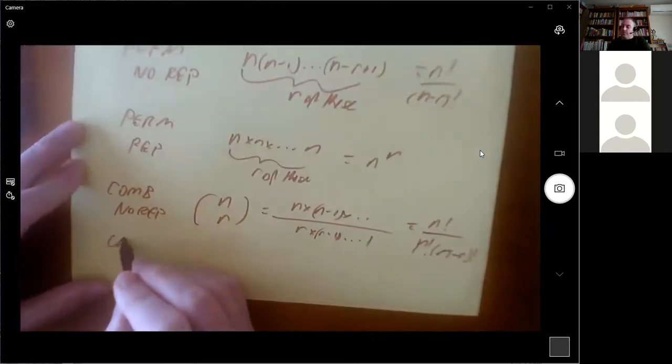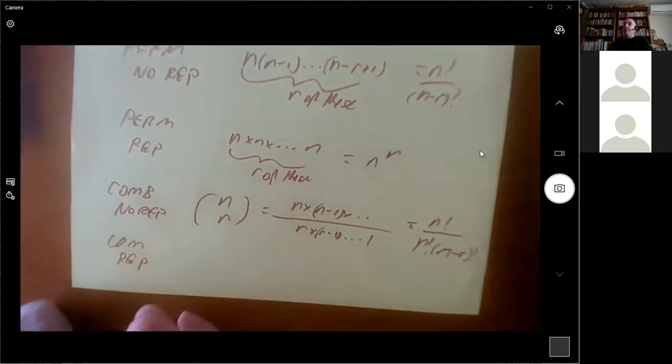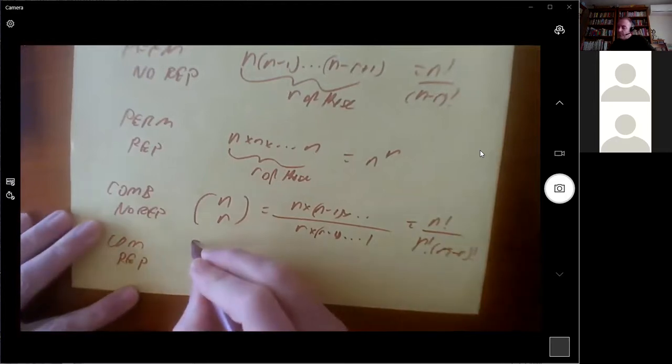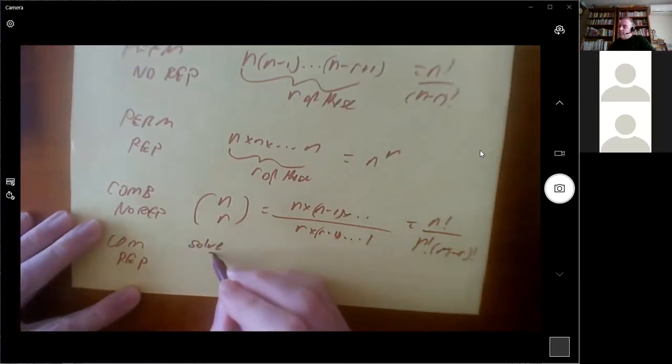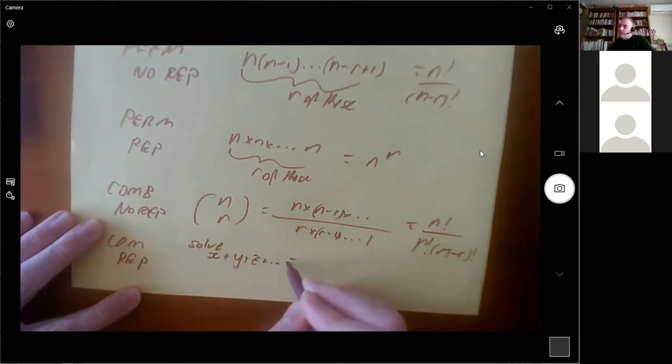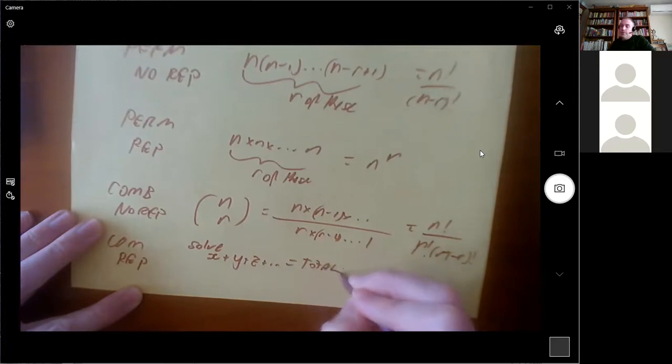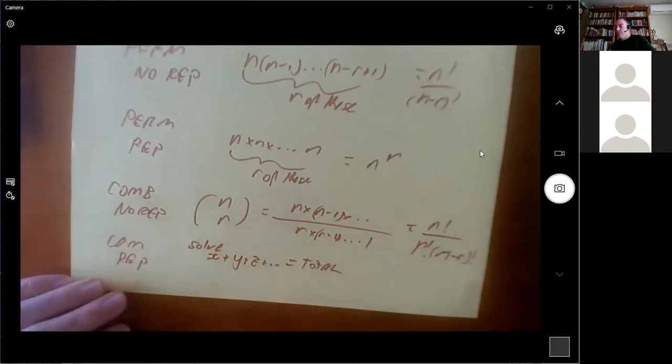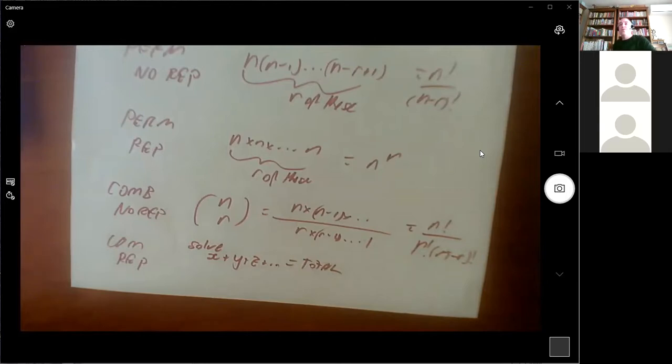And then there's combinations with repetition, which is one of the ones that most people just have to remember a formula for. But if you can pitch it right, it also solves the problem of x plus y plus z plus however many equals total. That's if you can rearrange the way you think about the problem into choosing some numbers that have to add up to the right thing.